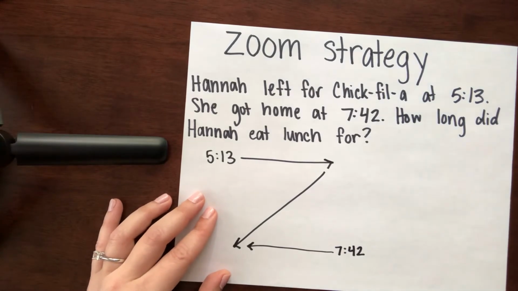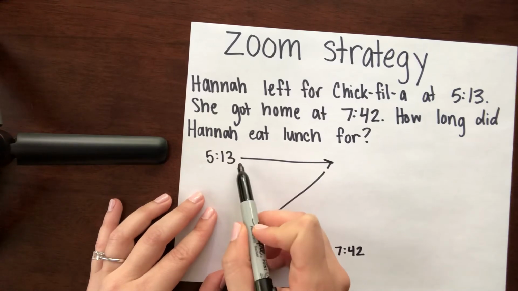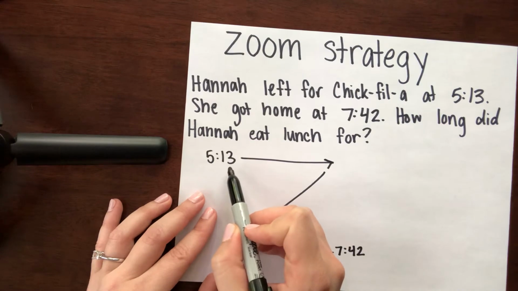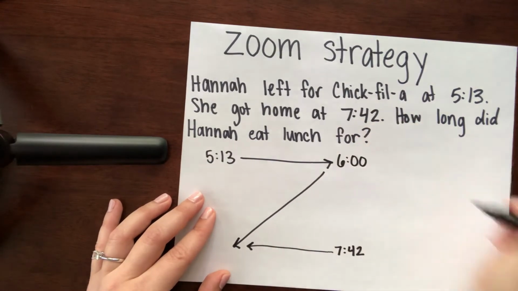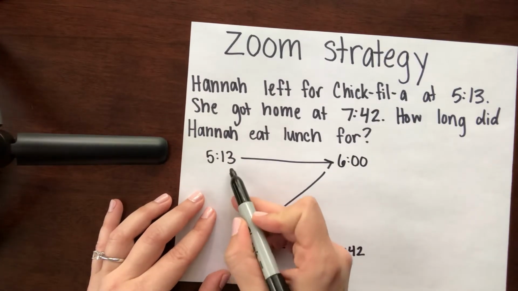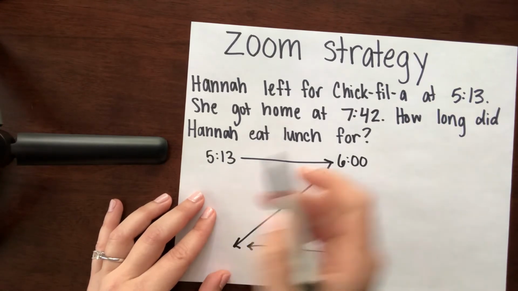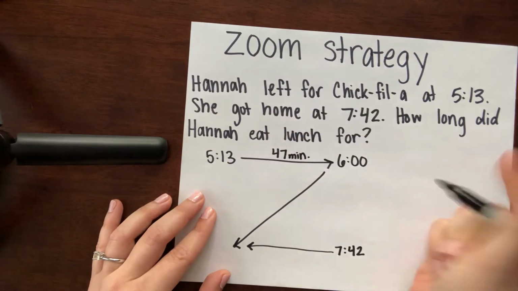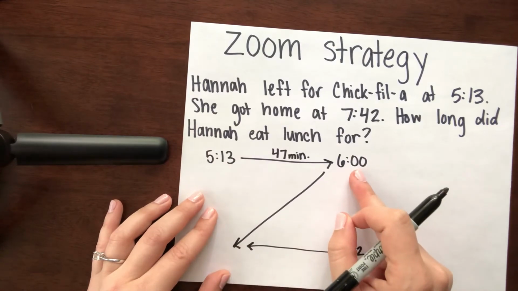So the first thing I'm going to do is I'm going to figure out how many minutes it's going to take to get to my next hour. So 5:13, if I added some number of minutes, I know the next hour should be 6 o'clock. And I know that there's 60 minutes in 1 hour. So if I do 60 minus 13, I would get 47 minutes. Because if I add 47 minutes to 5:13, I'd be getting 6.